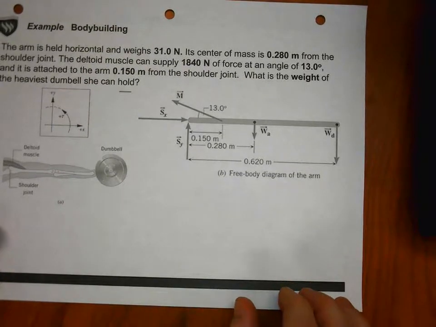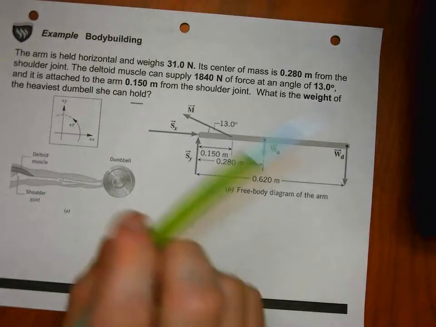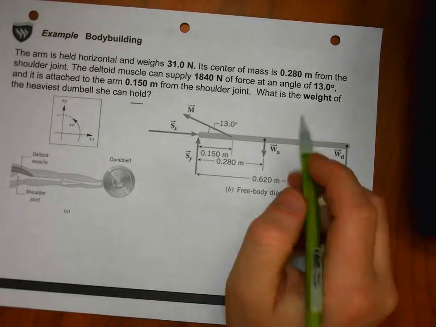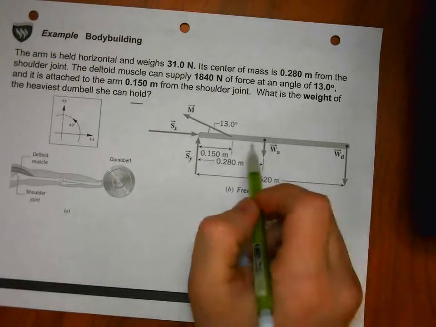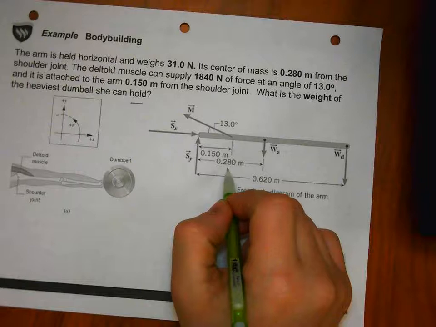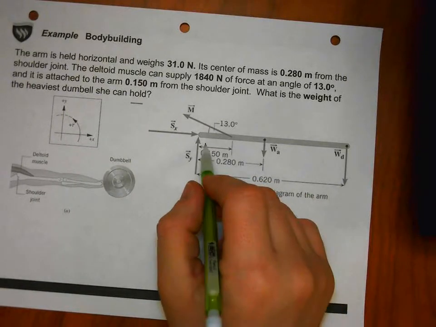Okay, let's look at the bodybuilder example. The guy's holding a dumbbell straight out. The weight of his arm is 31 newtons, and it's got a center of gravity right here in the middle at this location, 0.280 meters from the shoulder joint.